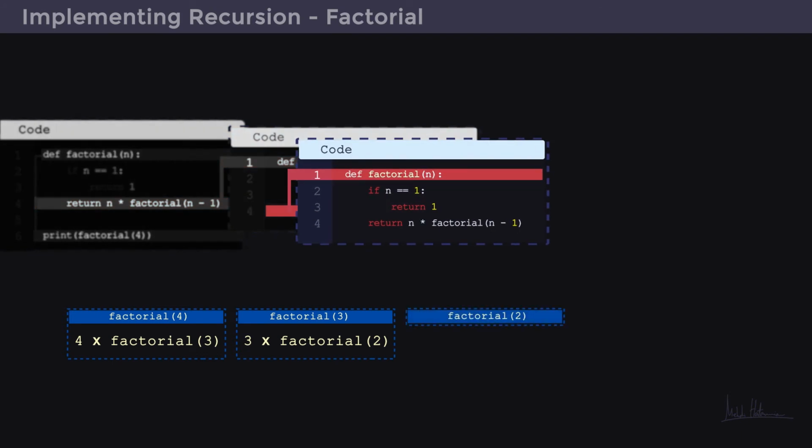Again, in the first line, check whether n is equal to 1 or not. The condition is not true, and therefore proceed with the next line to get the factorial of 2 by multiplying 2 by factorial of 1. Again, call the recursive function for 1 factorial.